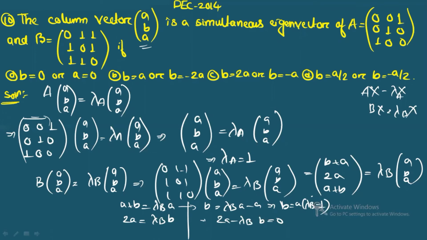if you see here, you got b equals what? a(λb minus 1). From here you can do one thing. Take this to the other side, okay? So that it will become a(1 minus λb) plus b equals 0. Okay, to match the format. So this is equation 1 I'm writing. This is equation 2. Okay, let me note it down here.